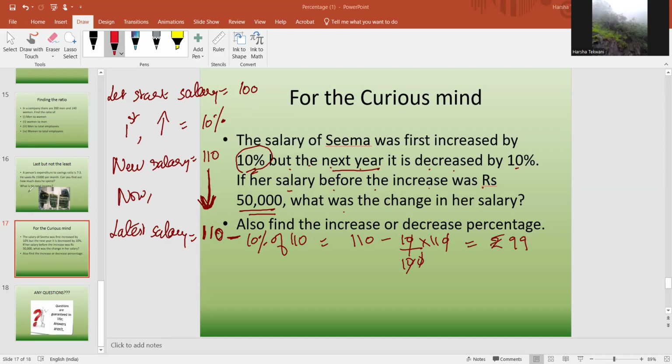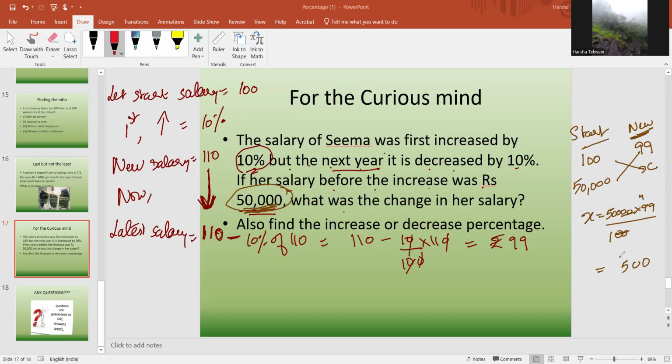Now what we have to find out for the actual things. So start versus latest. We started our life with 100 rupees. We ended up at 99. Of course, a decrease happened. But in reality, we started our life with 50,000. So what will we land at? 99 percent of it. Sadly, you landed at 49,500 after all the drama.